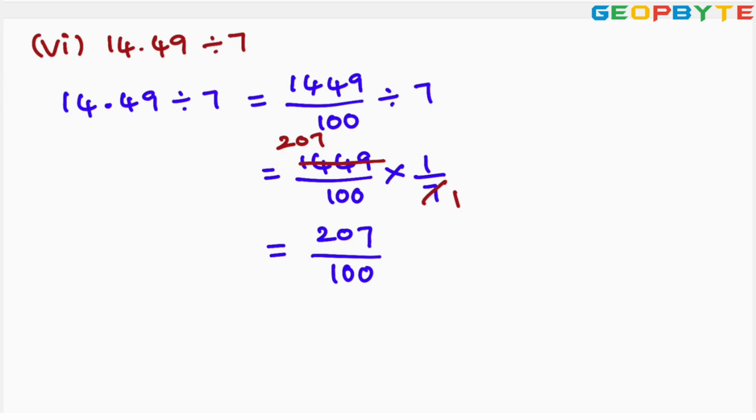And dividing a decimal by 100, the decimal point is shifted to the left by 2 places. Then we'll be getting 2.07. So the result of 14.49 divided by 7 is 2.07.